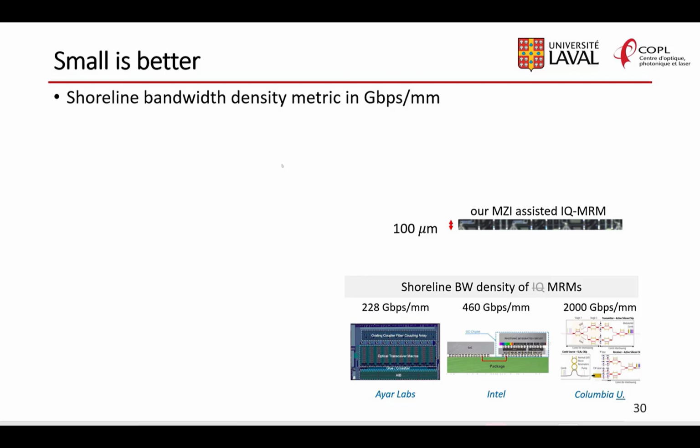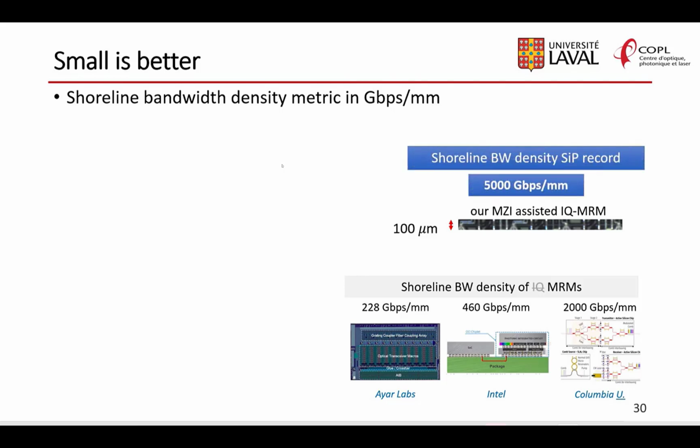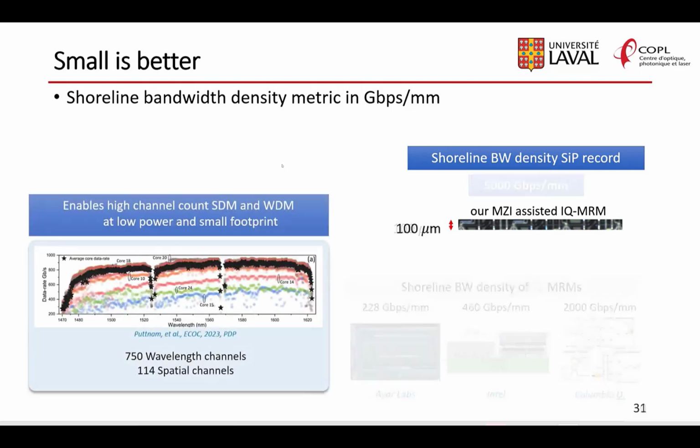So we are going to talk to you today about an IQ modulator. And because we can do advanced modulation formats with IQ, that means we can put through more data, which has made us capable of achieving the record for the shoreline density for silicon photonics, where we were able to achieve 5,000 gigabits per second per millimeter.